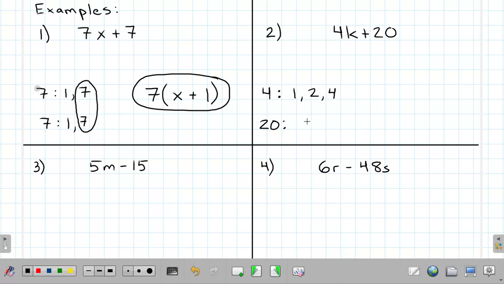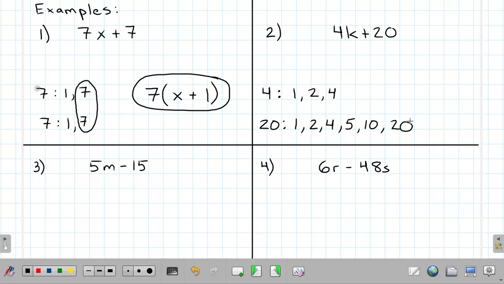20, on the other hand, has a lot more factors. Once again, every number has a factor of 1. Since this number is even, it also has a factor of 2. 3 is not a factor of 20 because there's nothing you can multiply times 3 that's a whole number to give you 20. But 4 is a factor of 20. 5 is a factor of 20. And 10 is a factor of 20, and then 20 itself is a factor of 20.